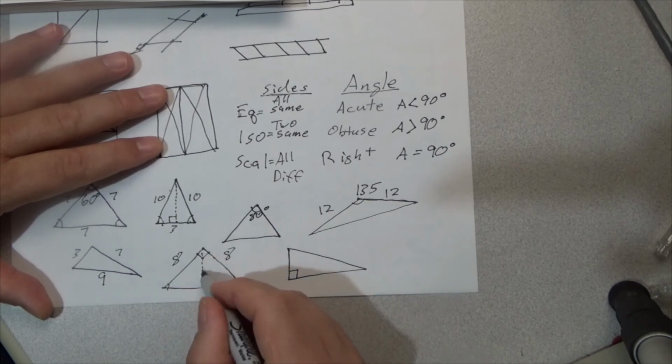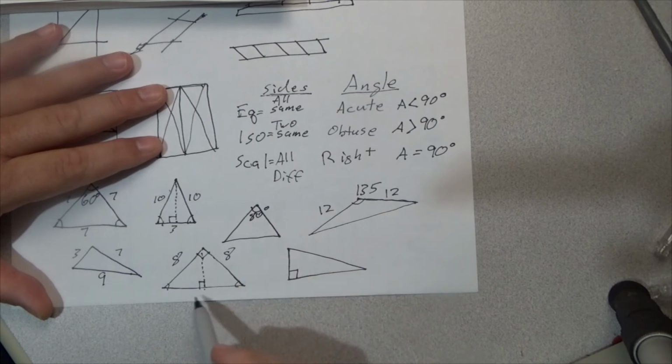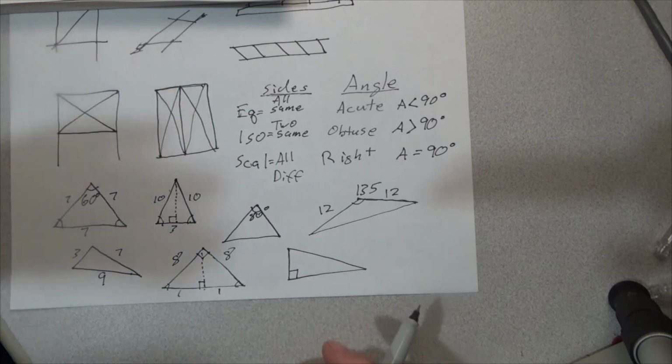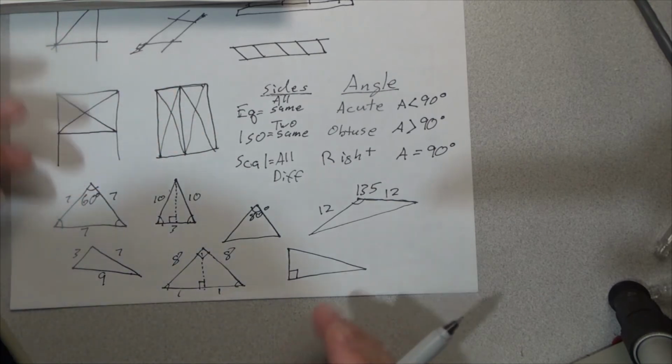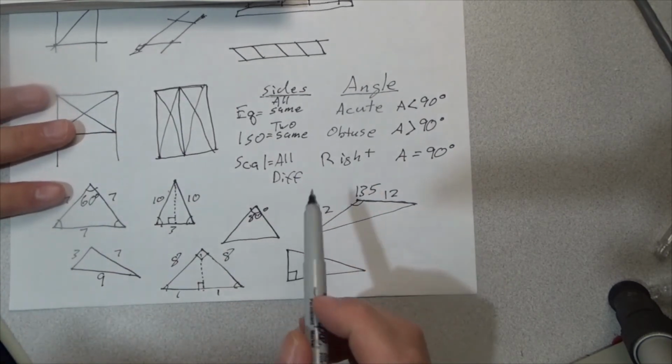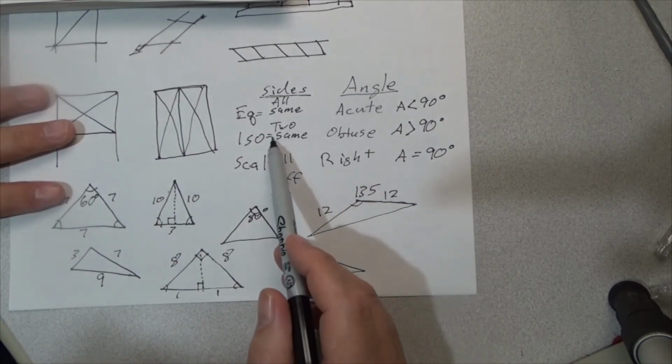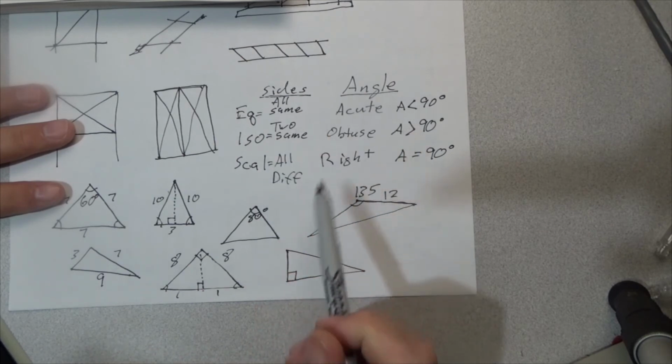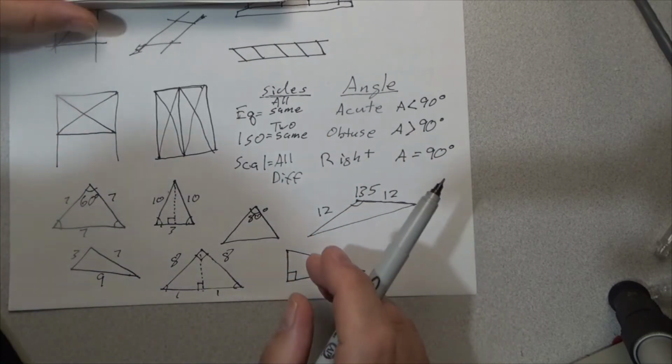So if I draw a perpendicular down from the vertex, that splits this side right here into two equal halves. Okay? So we have identifying a triangle by the sides and by the angle. You can do it either way.